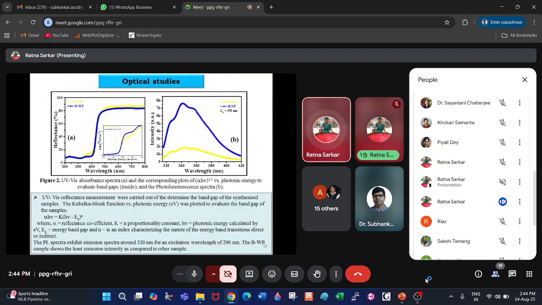The first figure is the DRS reflectance spectroscopy, and inside figure A is the calculated band gap from the Kubelka-Munk function. The band gap of both materials lies in the visible range. Figure B shows the photoluminescence spectra for both samples. The no PVP sample has higher intensity than the PVP added samples.